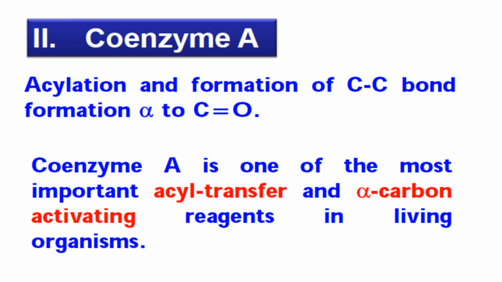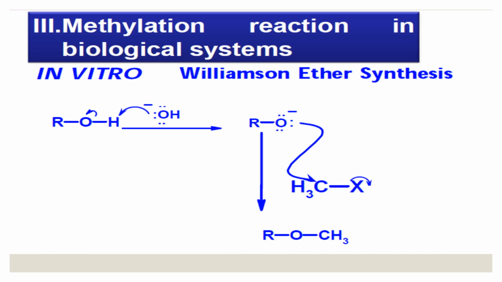ATP. Coenzyme A: acylation and the formation of carbon-carbon bonds at the alpha carbonyl carbon. So coenzyme A is one of the most important acyl transfer and alpha carbon activation reagents in living organisms. This is the role of coenzyme A. It is actually a very important coenzyme in different scenarios and different reactions, like methylation also, which takes place in biological synthesis.